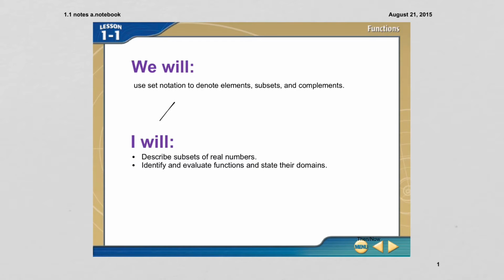Today we will use set notation to denote elements, subsets, and complements. I will describe subsets of real numbers, identify and evaluate functions, and state their domains.